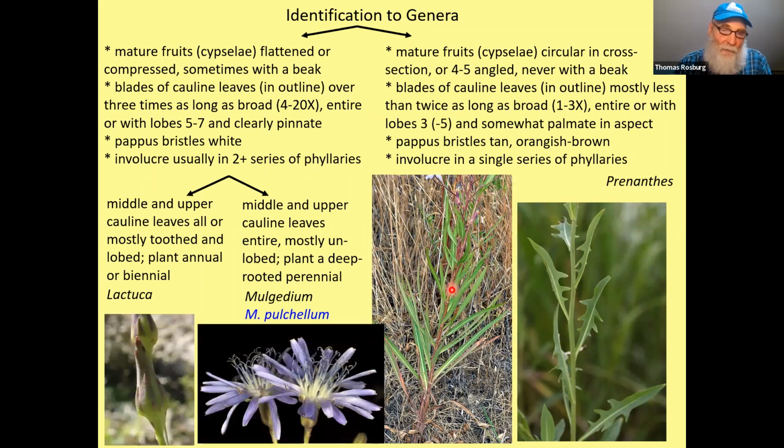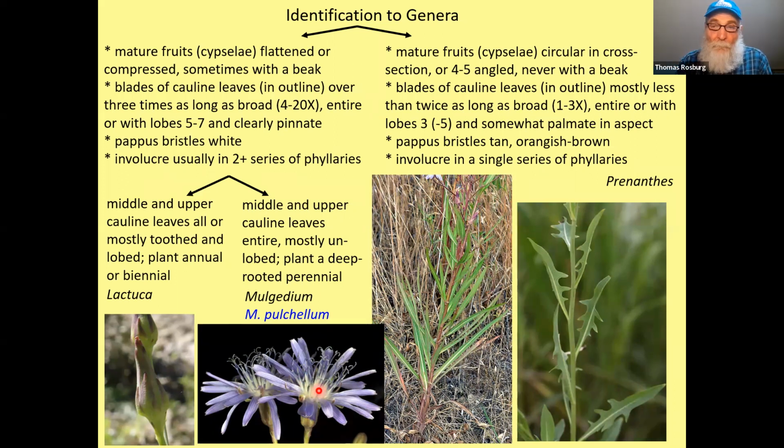Here's a few pictures of the flowers. Now, for most of the Lactucas, the fact that the corollas are blue here is very helpful, because most of our Lactucas, especially the ones that you might find in the same kind of prairie environment, are usually yellow.